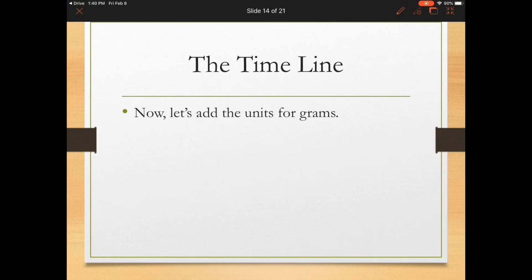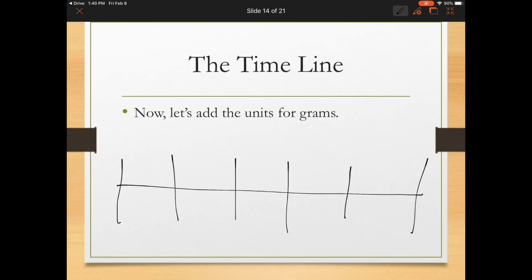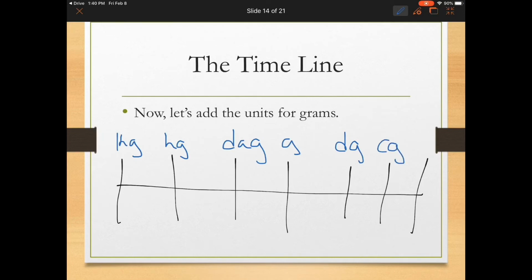Alright, now let's do grams. Kilogram, hectogram, decagram, gram, decigram, centigram, milligram. There you go.